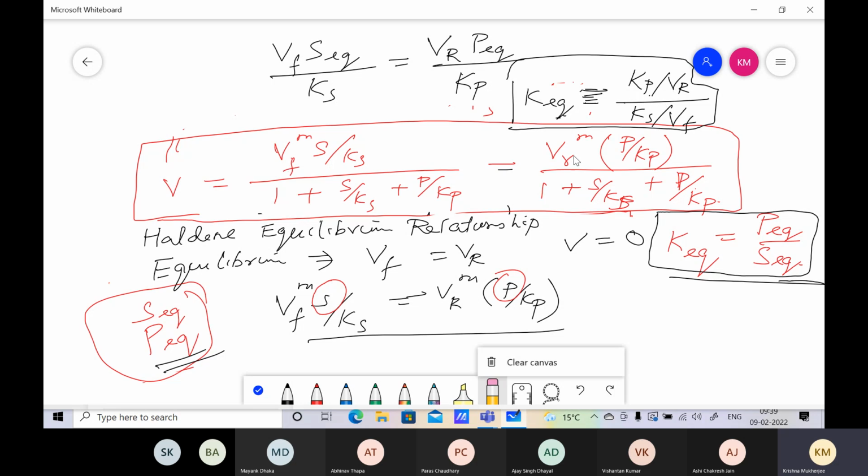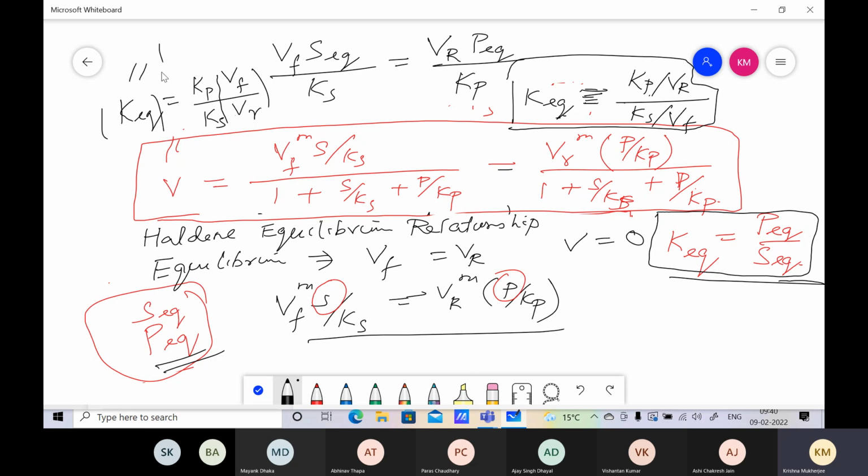If you have a forward reaction rate which is 10 times Vr, let me write it properly so that it's obvious. What is K equilibrium equal to? Equal to Kp Vf upon Ks Vr, right? So if Vf by Vr is, let us say, 10, so if I say that the forward reaction is 10 times faster than the reverse reaction, and I know that the K equilibrium is, let us say, glucose fructose 1, 50-50, then Kp and Ks, the binding constants, will be obviously 1 upon 10. You get the argument.